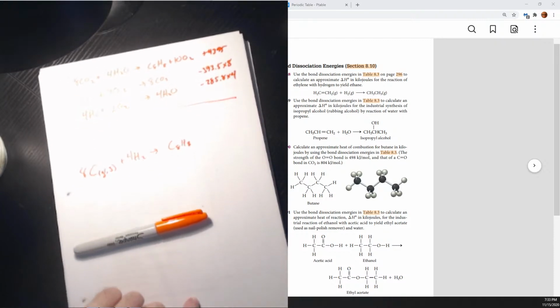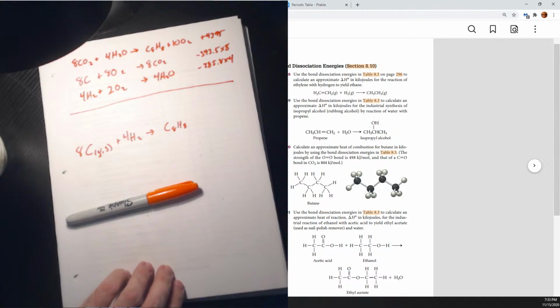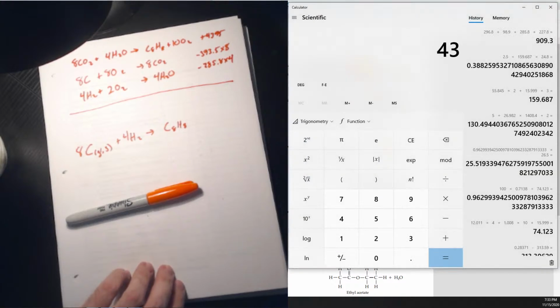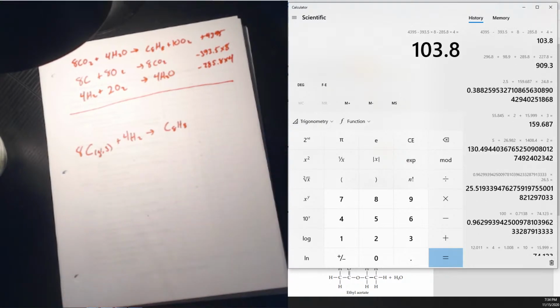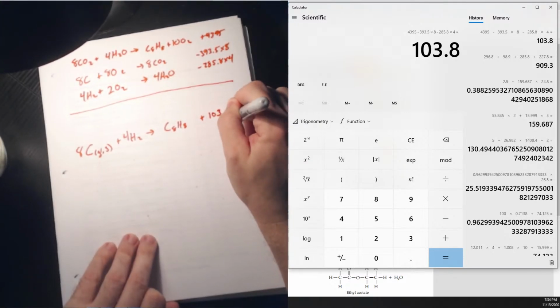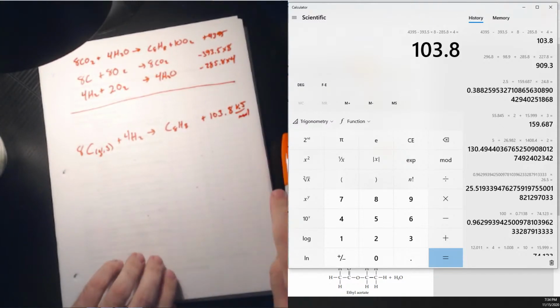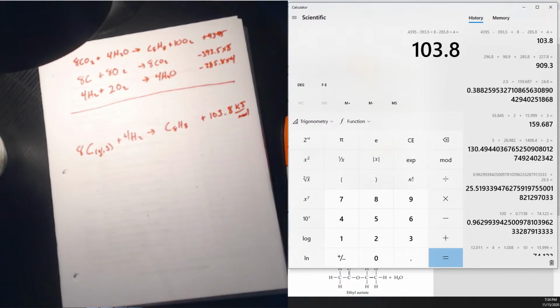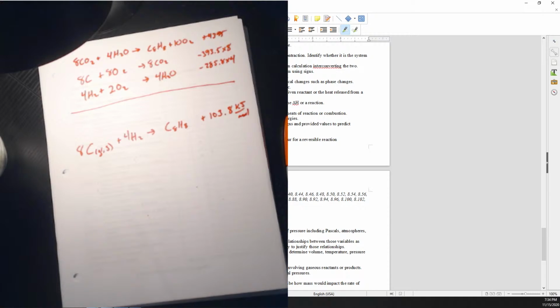So, move it up so you can see it all. 4,395 minus 393.5 times 8 minus 285.8 times 4 is positive 103.8 kilojoules per mole. Okay, I believe that was the end of that particular streak. So now we're going to be doing 86 through 92.